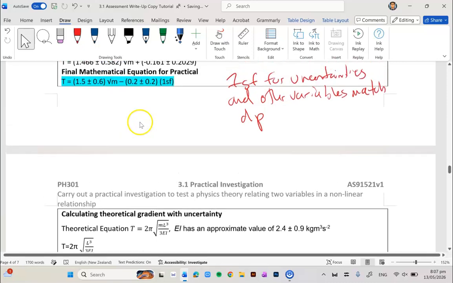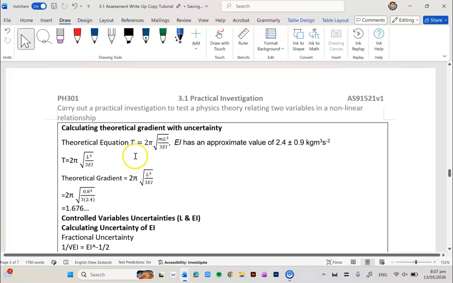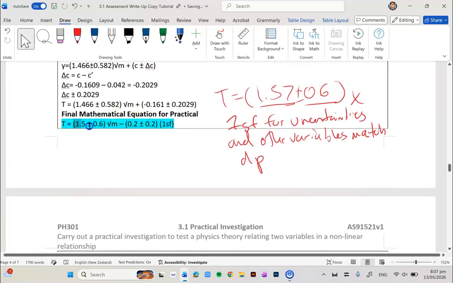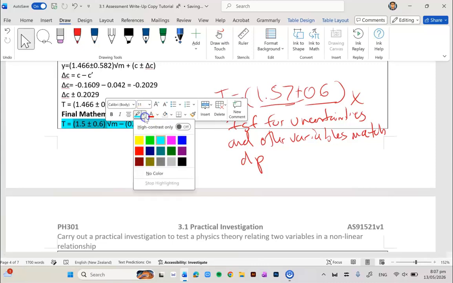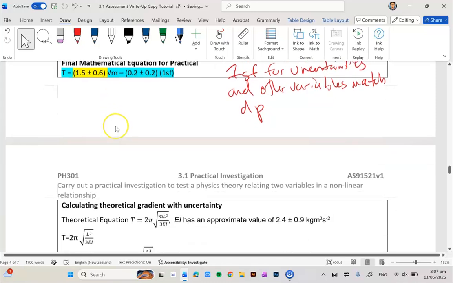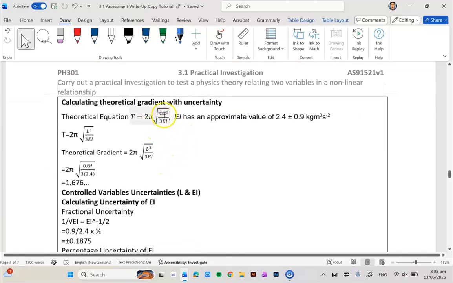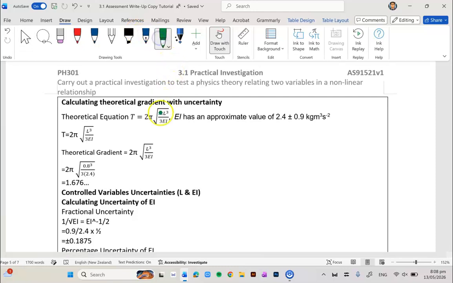And so once you've found your final mathematical equation, you need to find the theoretical gradient so you can compare your gradients. So this is the gradient, right, of your practical experiment. So now we need to find the gradient of the theoretical equation so we can compare the two and see how accurate our experiment was. So this is the theoretical equation here, right? You can see our independent variable in there and our dependent variable here.